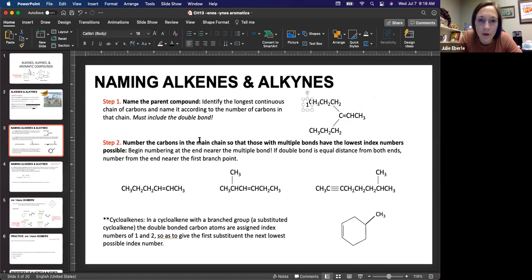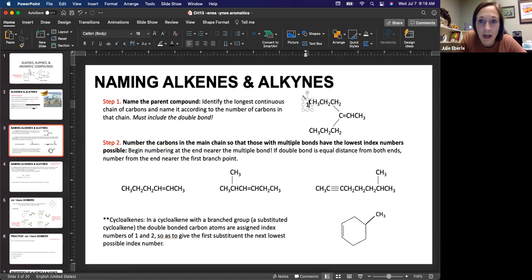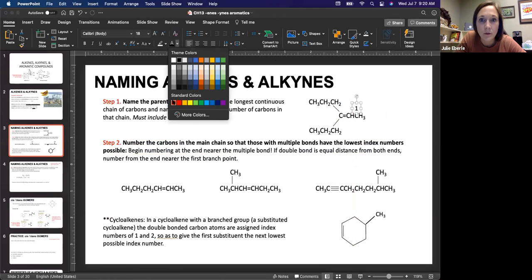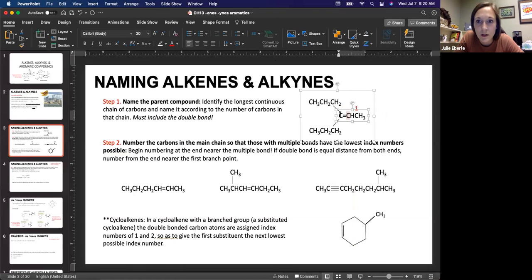You might be tempted to number this carbon number 1. The second rule, though, when you go ahead and read the second rule: number the carbons in the main chain so that those with the multiple bonds have the lowest index number possible. So that's going to tell us what end to start numbering from. So instead of naming this carbon number 1, I have to name this as carbon number 1, okay? That's carbon 1. Then this one's going to be carbon number 2, carbon number 3.